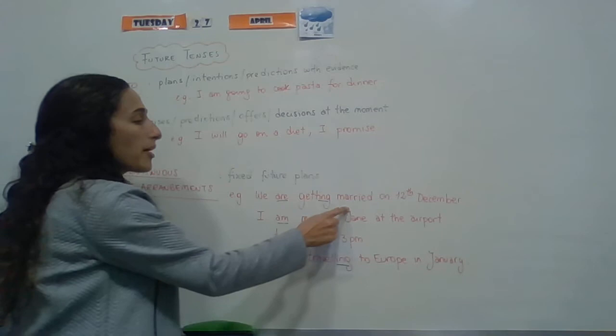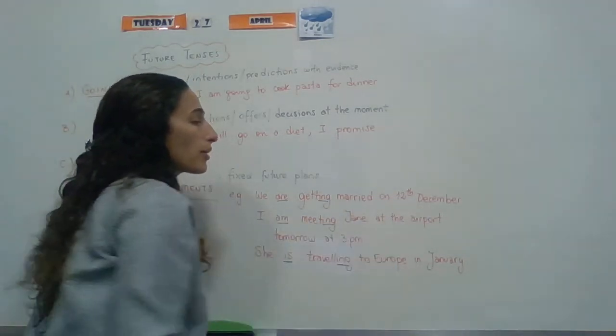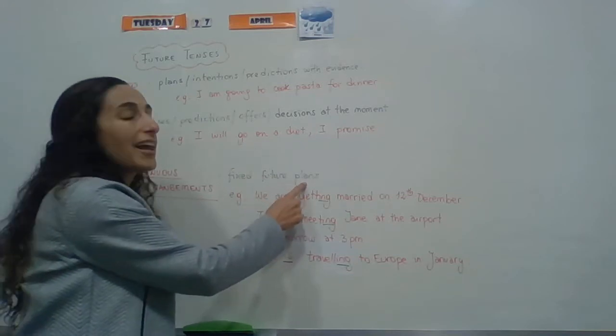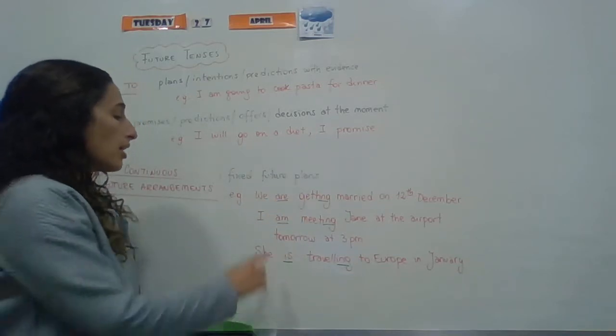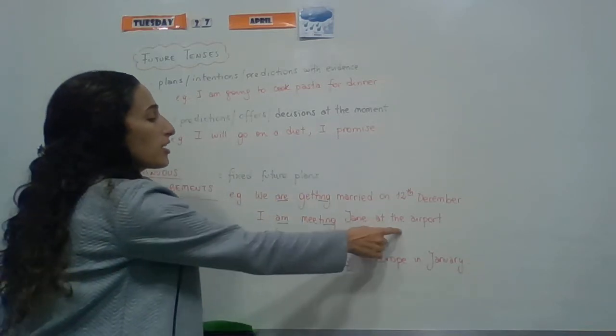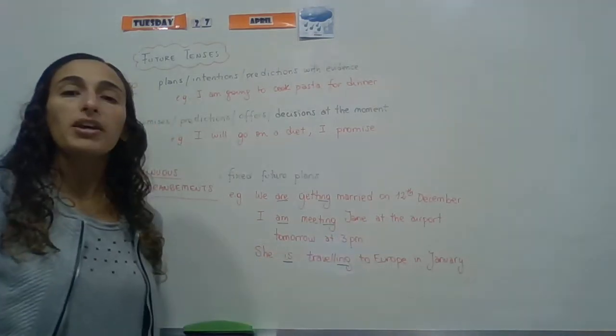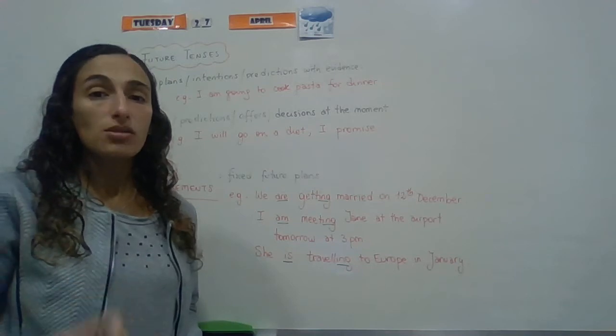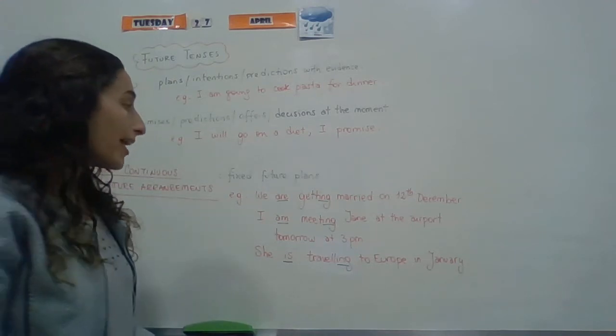We are getting married on the 12th of December. We have a specific date, so it is a fixed plan, right? I am meeting Jane at the airport tomorrow at 3 p.m. We know where, the place, and we know the time, so it is also a fixed plan.